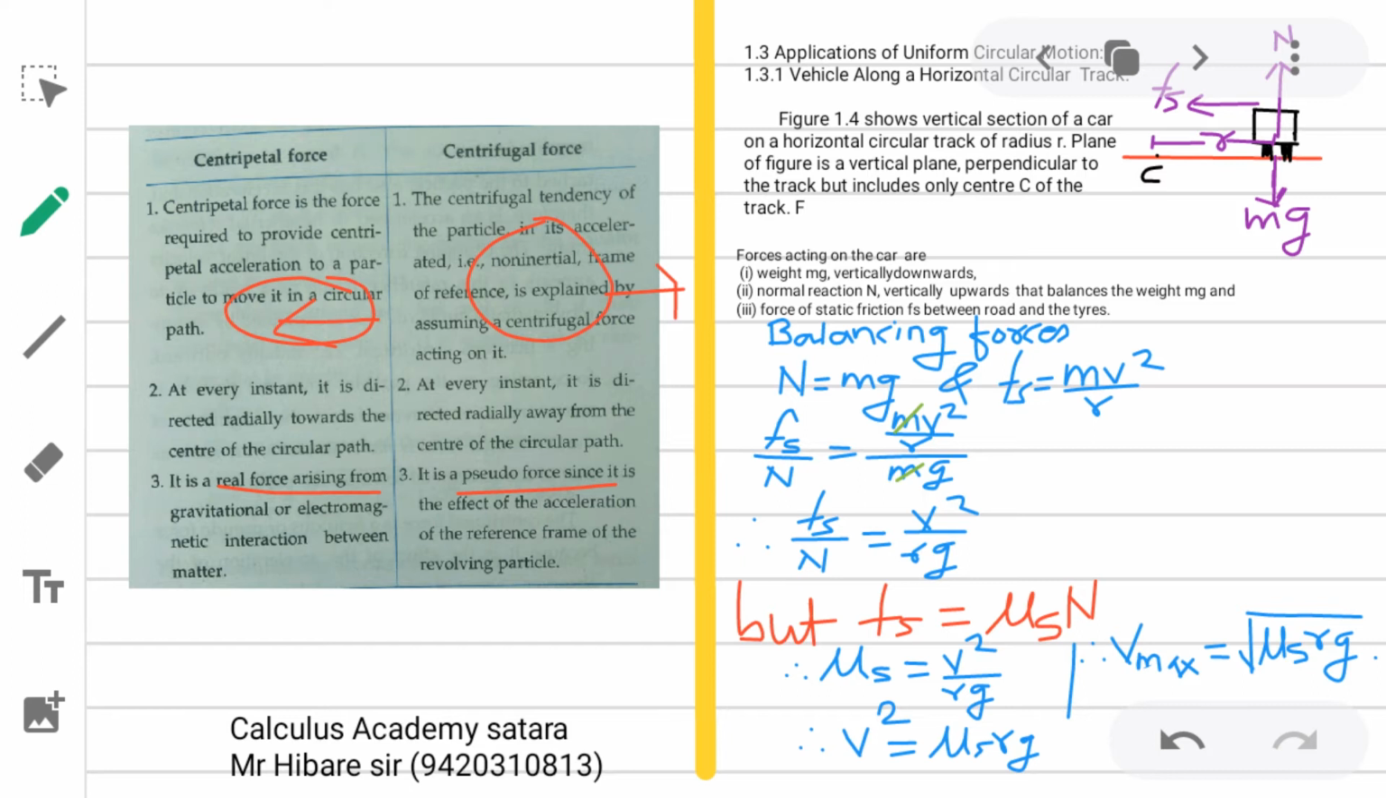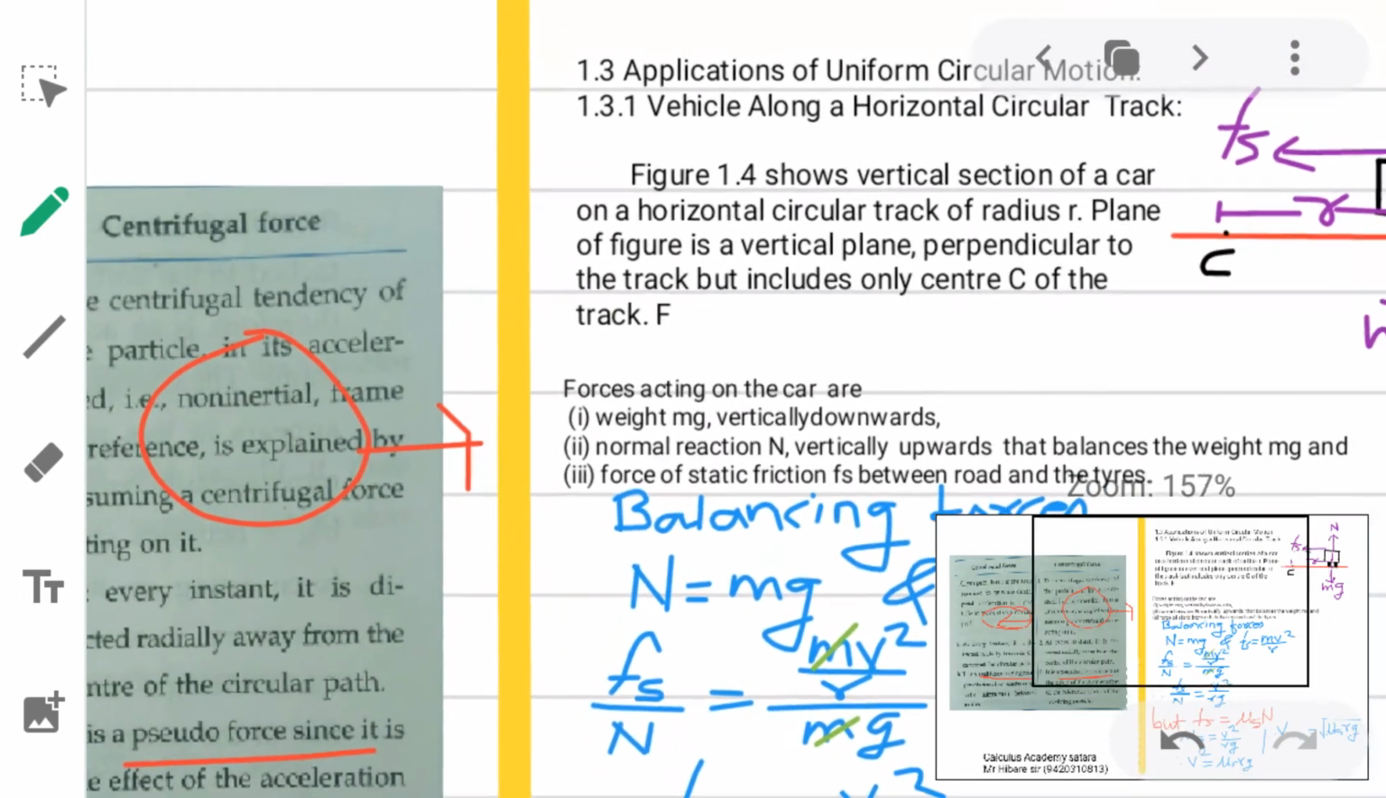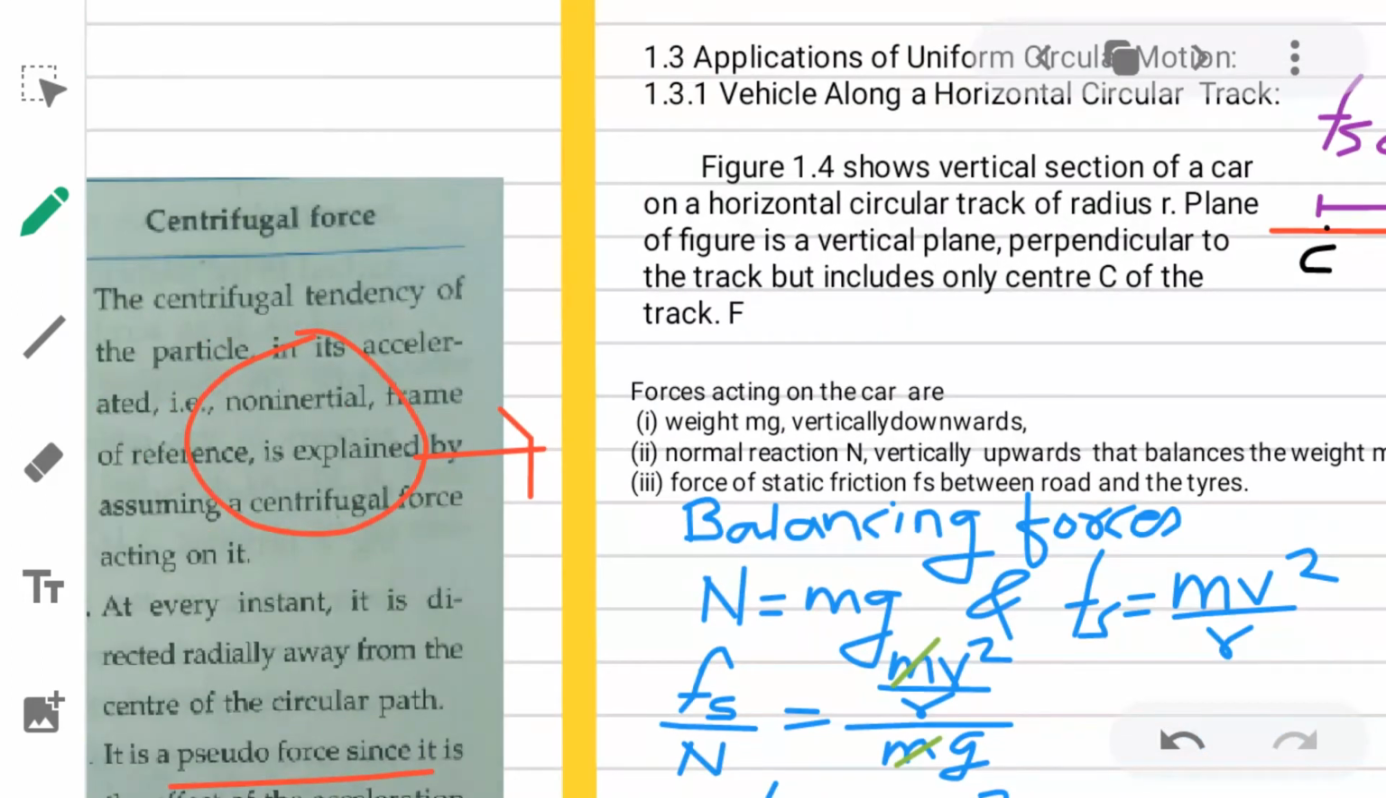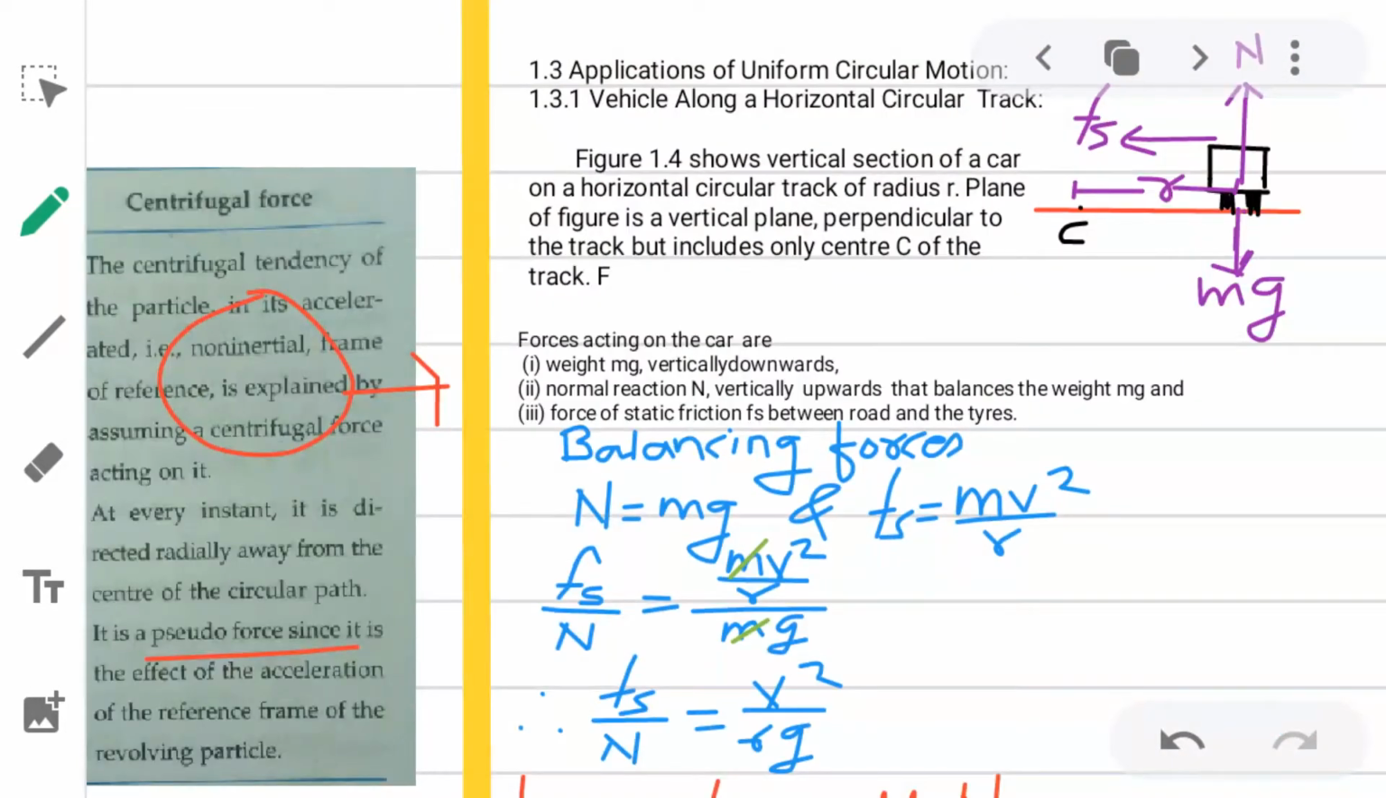Now, application of uniform circular motion. First, the vehicle along a horizontal circular track. How many forces are acting on it? See, a section of a car is there. Now how many forces are acting on it? See here. First, frictional force. The radius is r. Frictional force is towards the center, normal is upward and weight is mg.